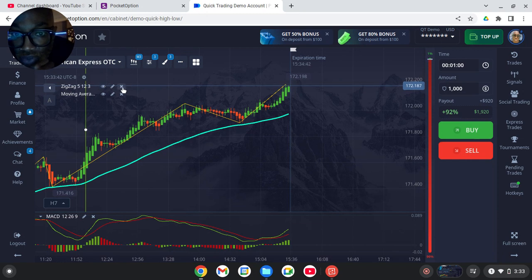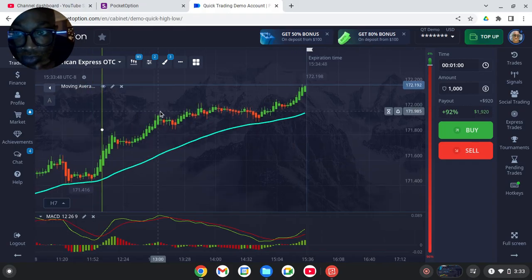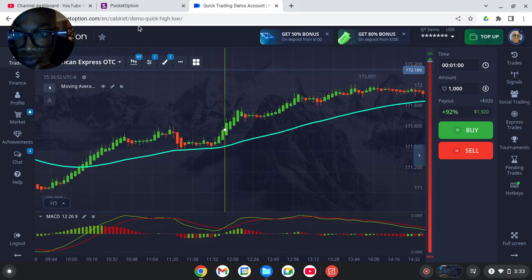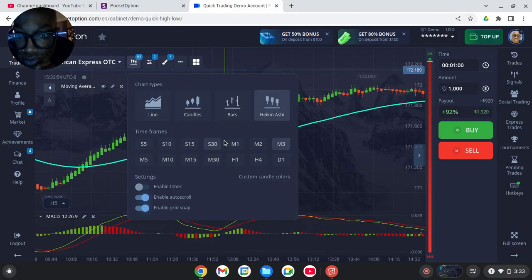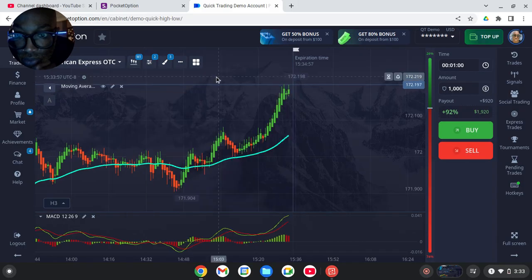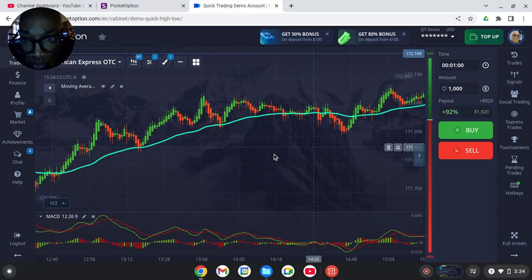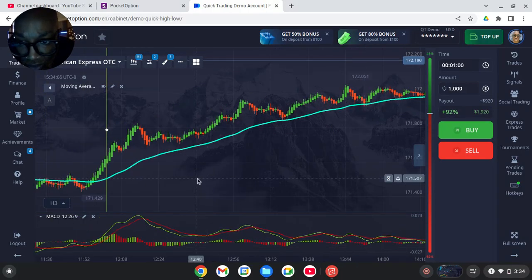Don't really need the zigzag. Yeah, we'll take that off. We're gonna just keep it very simple for a beginner. Let me just check something really quick. Make sure my time frames are lining up.